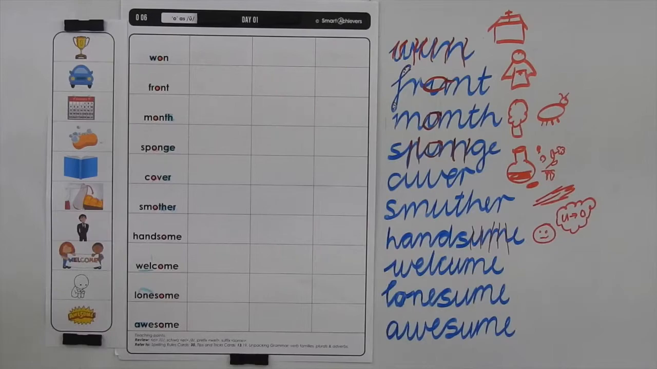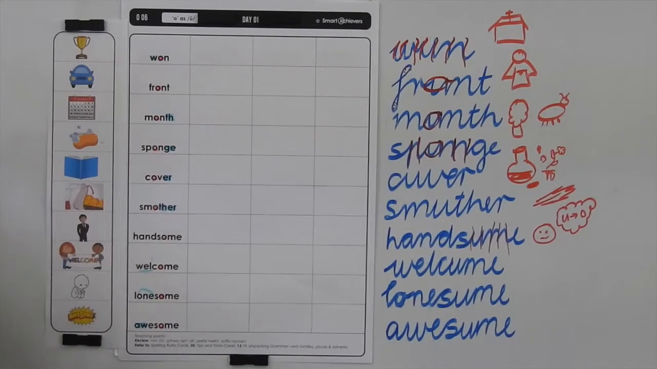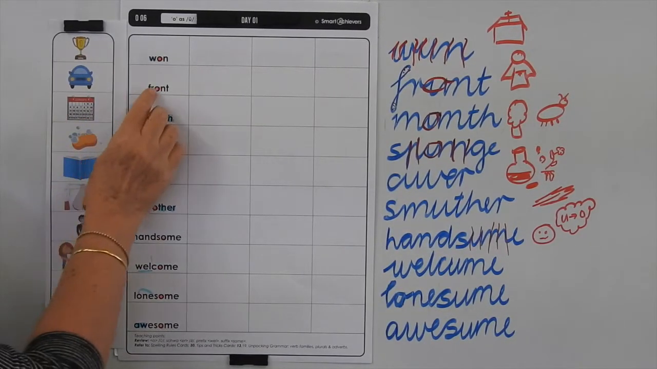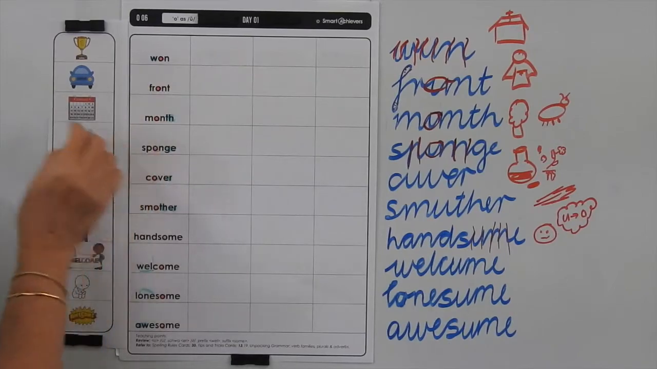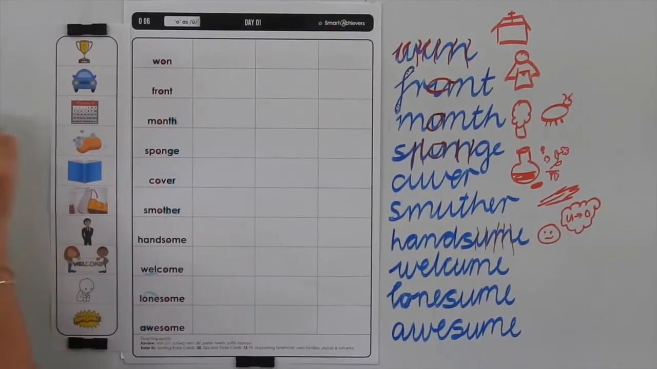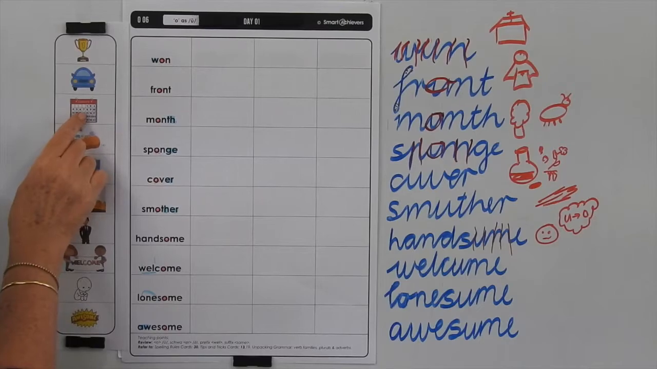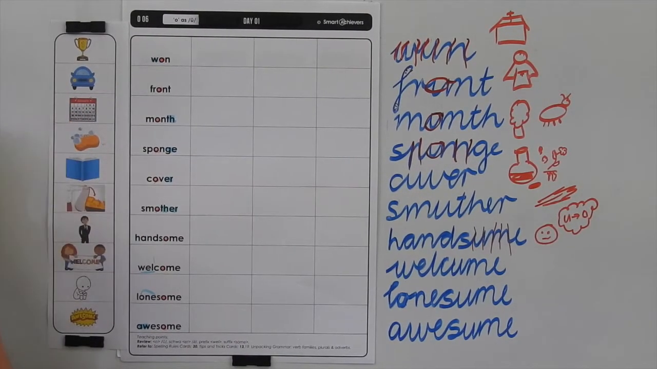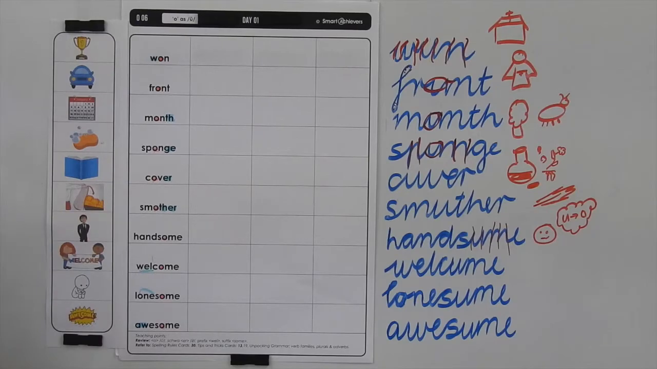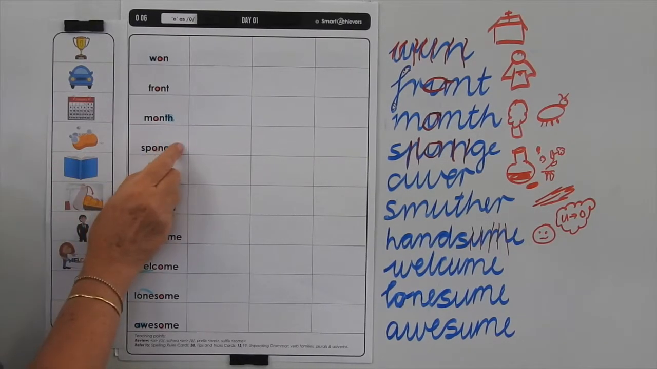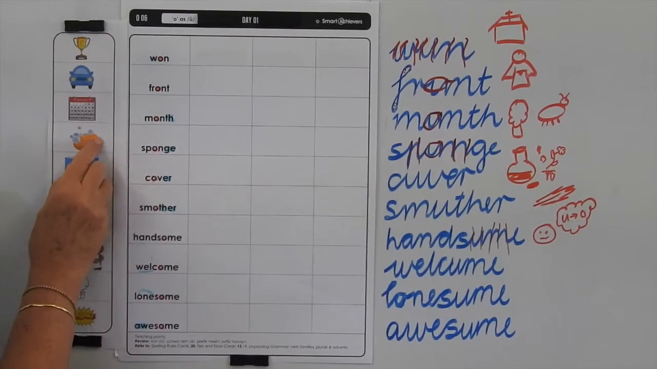Okay, let's have a look at what these words mean before we write them. So one means that you've come first, you're the winner, you've won the prize. Front means at the front of something. The opposite would be at the back or behind something. So front means the forerunner. Month is, we have 12 months in a year and they're divided up into days. And so usually we have 30 or 31 days in a month except for February. Sponge is a material that we can use to wash with.